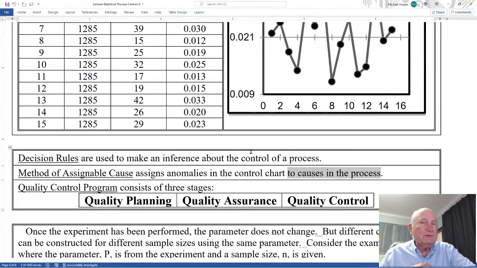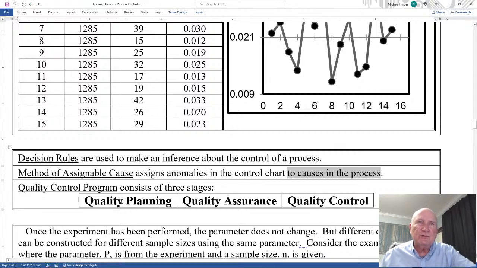The process control chart really does not improve a process. It just evaluates a process, whether it's in control or out of control, as far as inference is concerned. If it infers a process is out of control, the process control chart will not make it in control. You have to go back, find the cause, and improve the process. That is part of the quality control program.